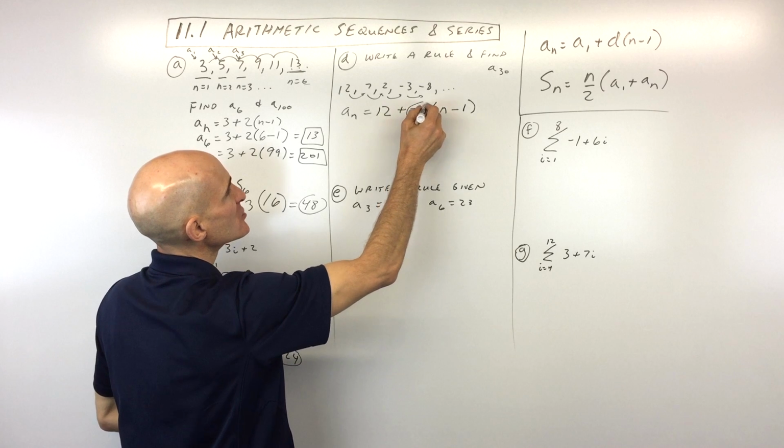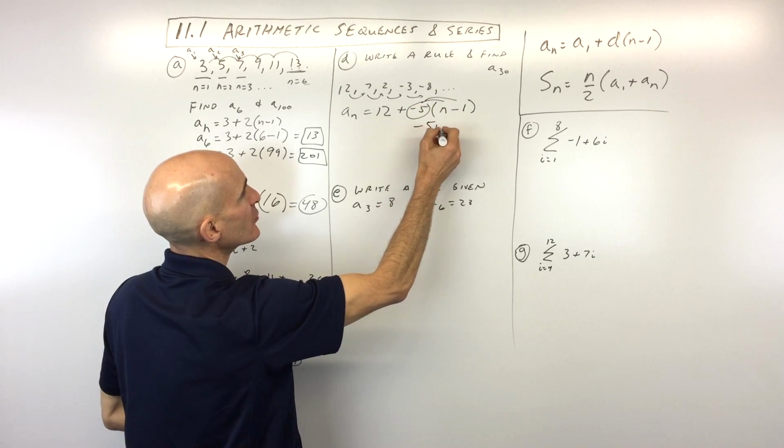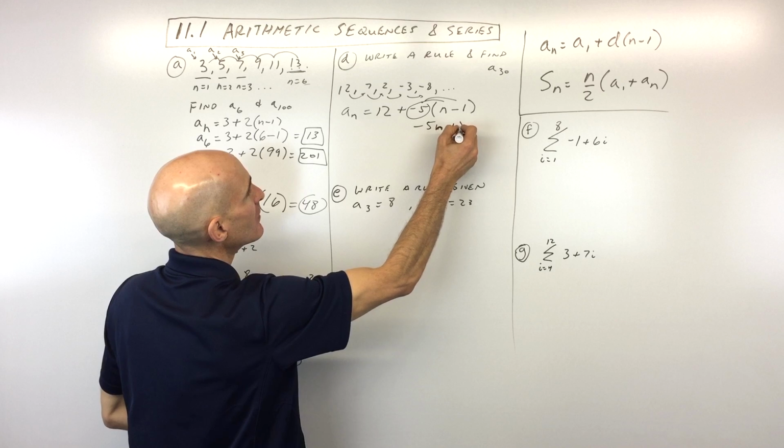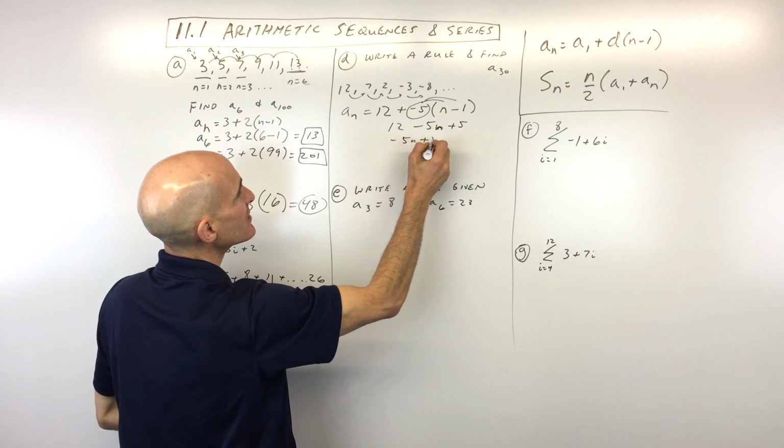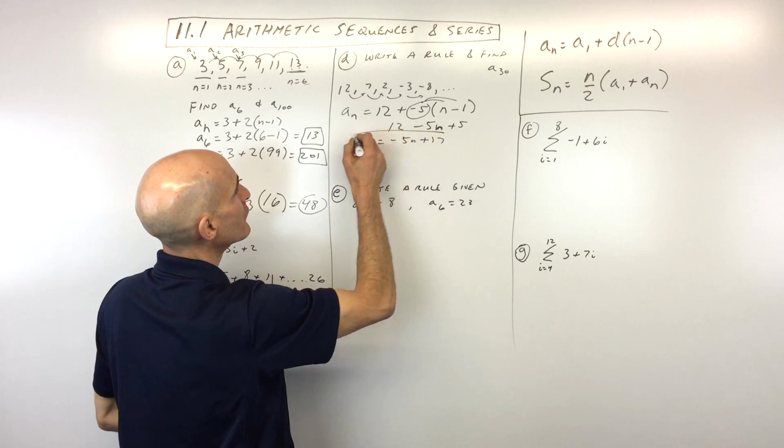Now here what I'm going to do is I'm going to distribute the negative 5. I'm going to simplify this down a little bit for us. So negative 5n plus 5 plus 12. So this comes out to negative 5n plus 17. That's a formula for any term.